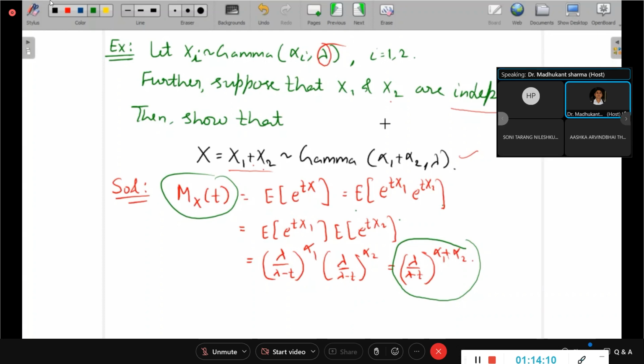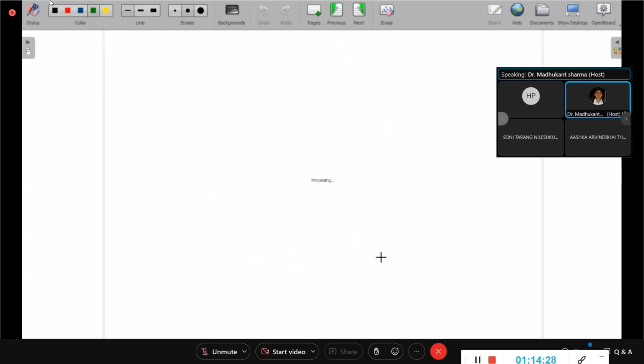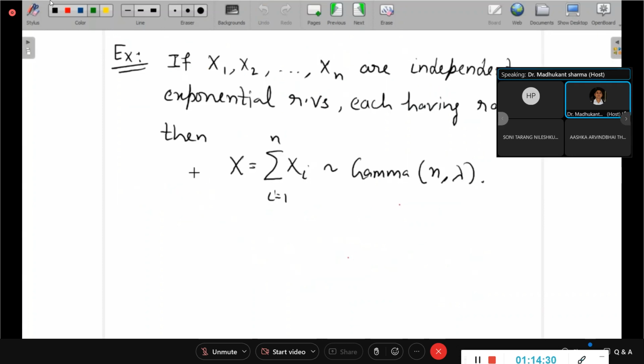Provided lambda is fixed, keep that in mind. If lambda also varies, you have lambda 1 by lambda 1 minus t, and lambda 2 by lambda 2 minus t, which will not identify the gamma distribution. Here lambda is fixed, only alpha is varying. This exercise is already done.